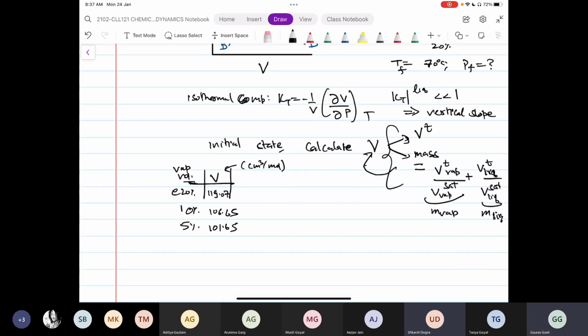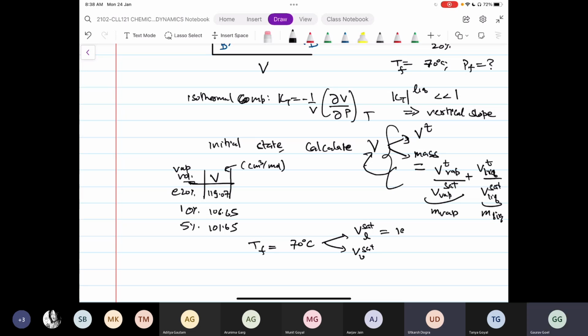Now in the final state, I also need to find out what is the phase. So that's the first question: what is the phase? T final is given to you, 70 degrees Celsius. To find out the phase, you need to find out whether the specific volume is below VL-sat, between VL-sat and VB-sat, or above VB-sat. So at 70 degrees Celsius, these two volumes I can calculate.